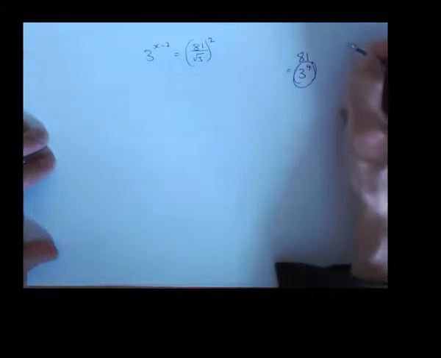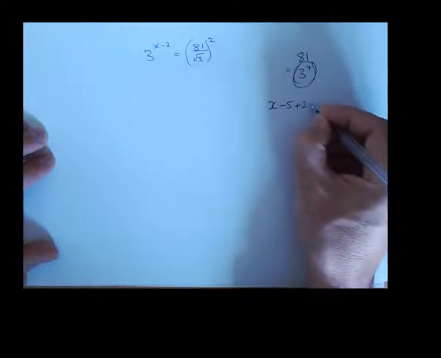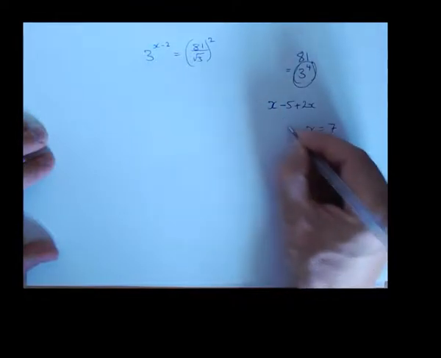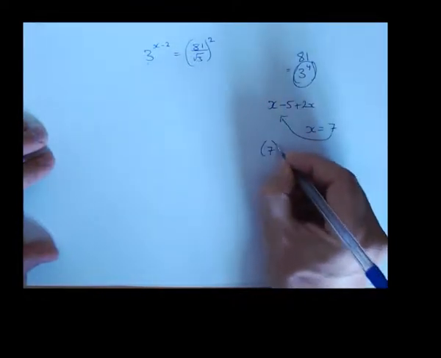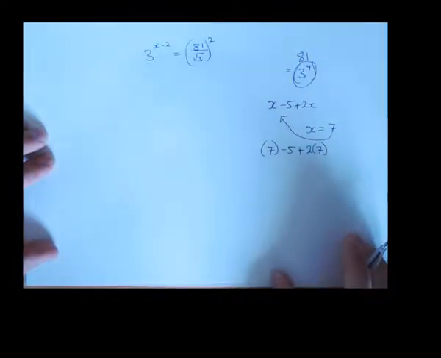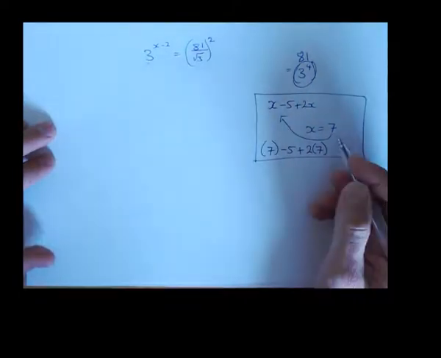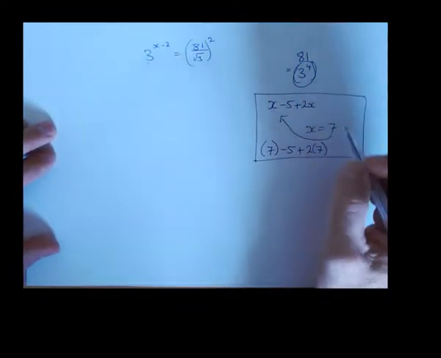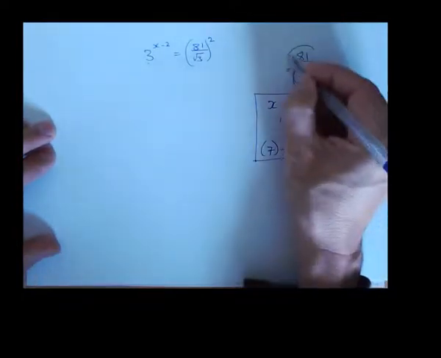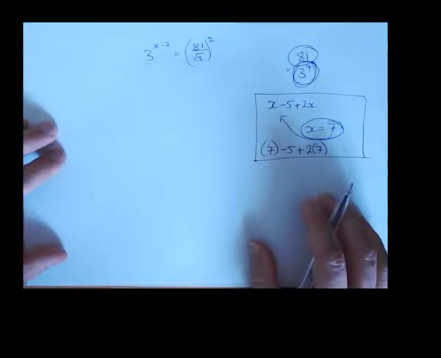Remember, anytime we're doing a substitution, for example, if we had x minus 5 plus 2x, and we were going to substitute x equal to 7 into this, we would put the 7 in brackets. We do this every time. Whatever we're substituting, we put it in brackets. When we're substituting, we're replacing something with something that has the same value. This is 81 being replaced with the same thing, just written differently, 3 to the power of 4.